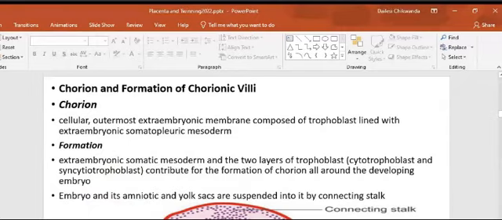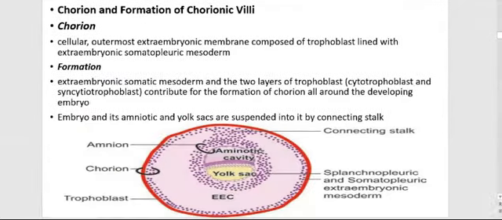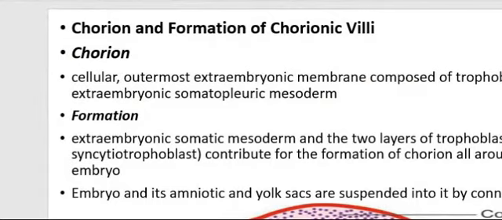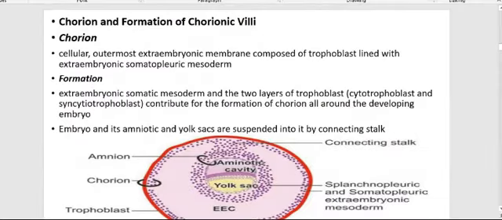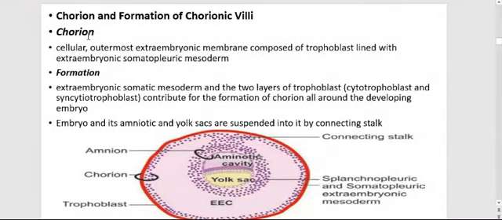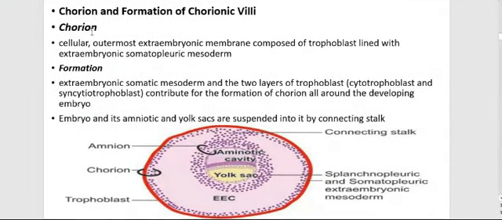Now let's look at the structural component, or the part which is contributed by the fetus. The part contributed by the fetus is called the chorion, or chorion frondosum. So it's called the chorion. What is the chorion? The chorion is the cellular outermost extra-embryonic membrane composed of the trophoblast, lined with the extra-embryonic somatopleric mesoderm.